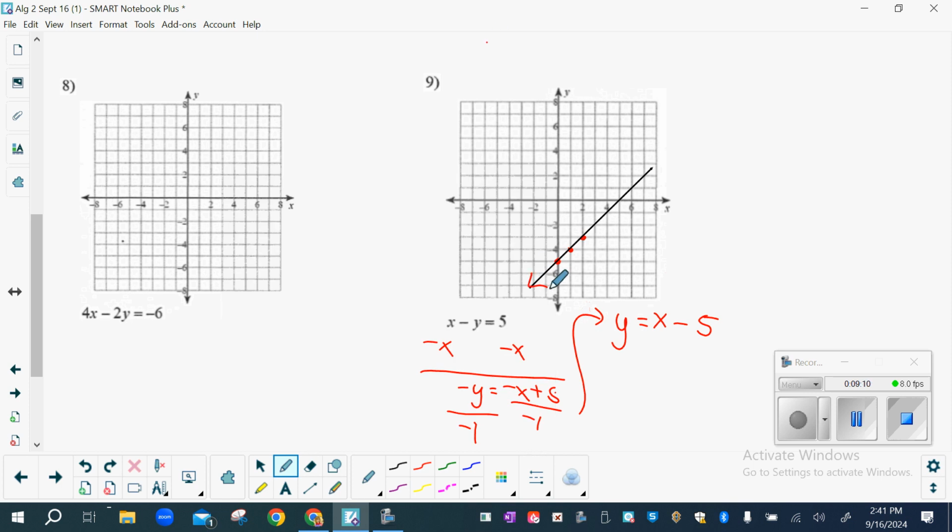Okay, so I want you on number 8. This is a you try. I want you to do this on your own. I got y equals 2x. I was gonna say.